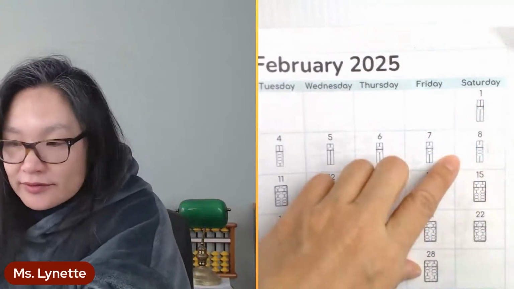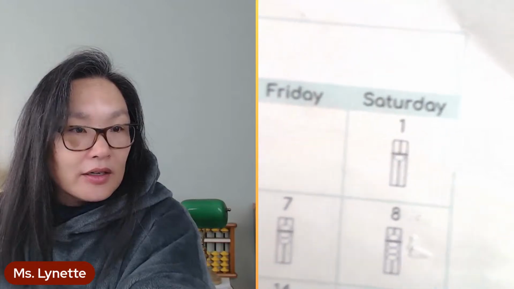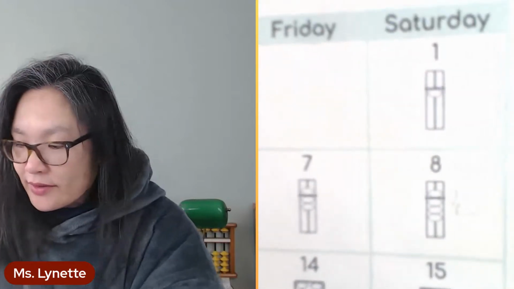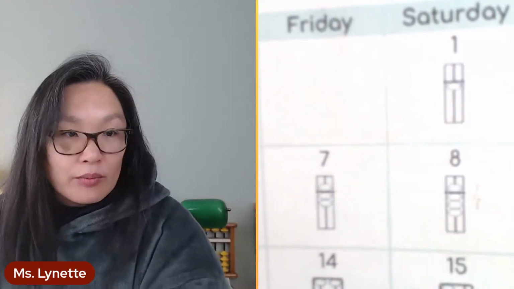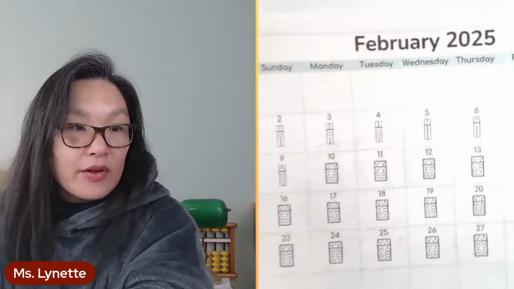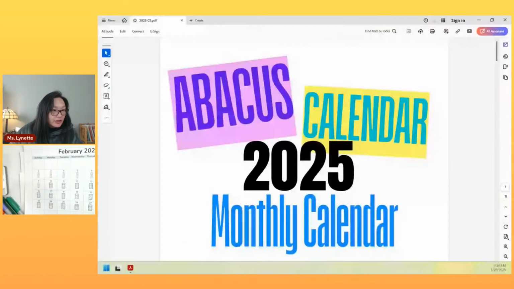So I have it where, if you could see it, can you see that? Oh, it's kind of blurry. Okay, anyways, I have it where each number is represented with the abacus. So this is 1, this is 8, and this is 7, right? So I have the whole calendar. Here, let me see if I can share my other screen. There we go.